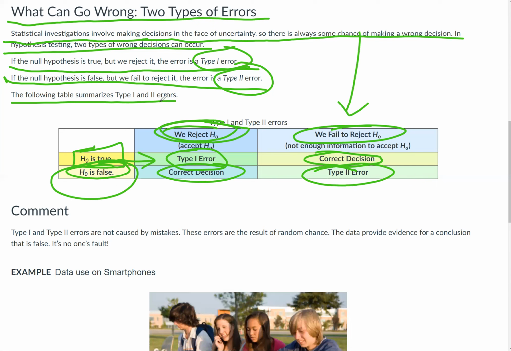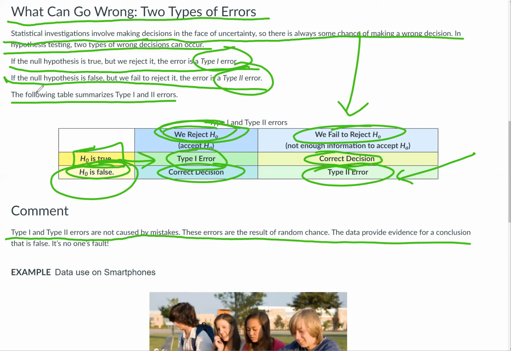So a type 1 error is kind of like the person on trial is innocent, but the results of the trial say that they're actually guilty. On the other hand, the type 2 error is like the person's guilty, but we said that they were not guilty. Sort of. Type 1 and type 2 errors are not caused by mistakes.